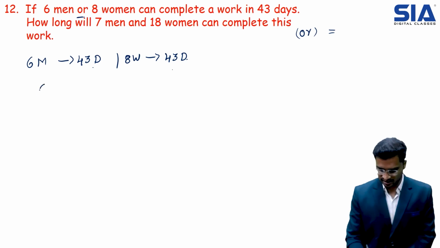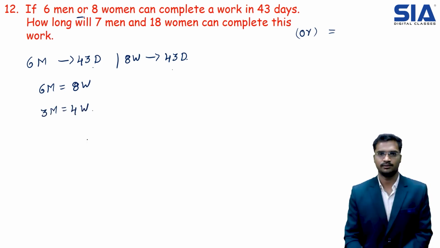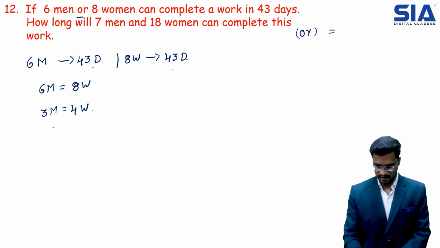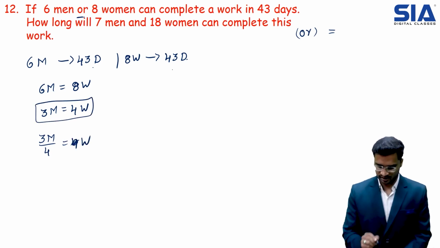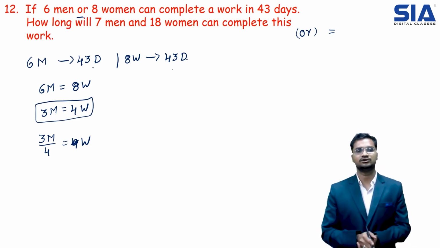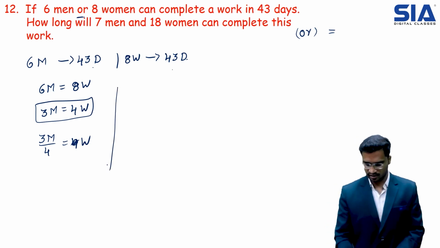Then I can say that 6 men is equals to 8 women. Then 3 men is equals to 4 women. 3 men is equals to how much? 4 women. And also I can say that women is equals to 3 men divided by 4. Sorry, here women. Okay. 3 men is equals to 4 women, then women is equals to 3 men divided by 4.